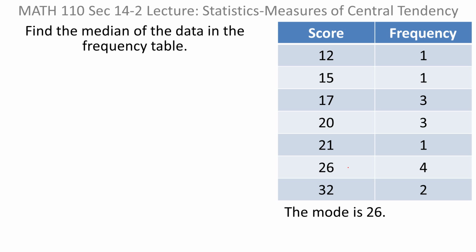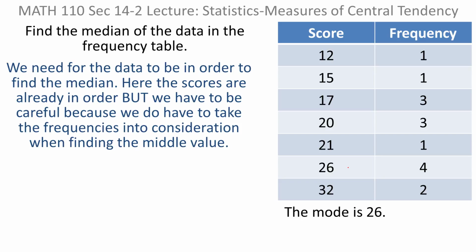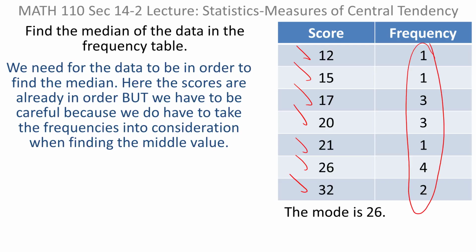What if I ask you to find the median of that same data set? Well, first of all, the data has to be in order to find the median. Now, these scores are in order. There's 12, and then there's 15, 17. So they are in order already, so that's good. You have to make sure they are, though, because you cannot find the median without having the data in order. But you do have to pay attention to the frequencies when you're trying to find the middle value.